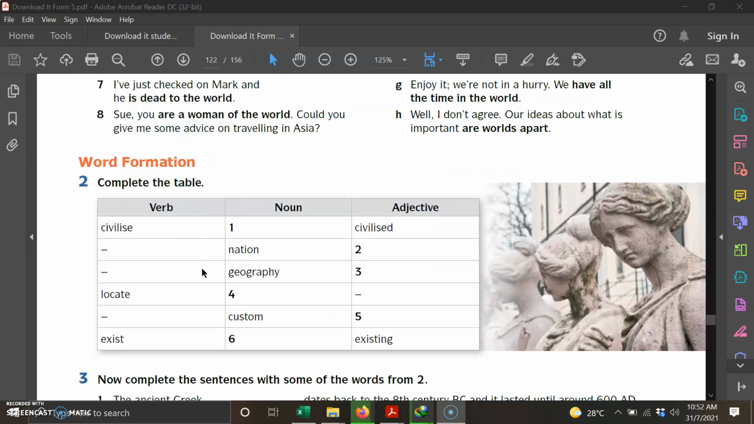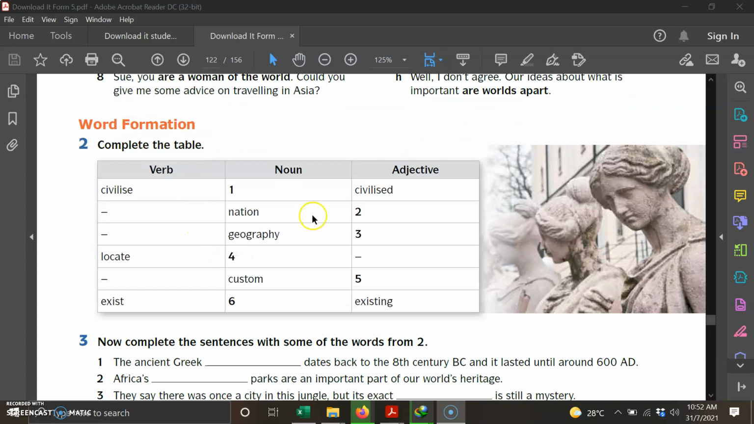Okay, next one, part 2, word formation, pembentukan ayat. So here there are parts of speech: verb, noun and adjective. Kata kerja, kata nama dan kata sifat. So you need to fill in the missing parts of speech. We do number 1 together. Civilize, verb. The adjective is civilized, bertamadun. The noun is civilization, tamadun.